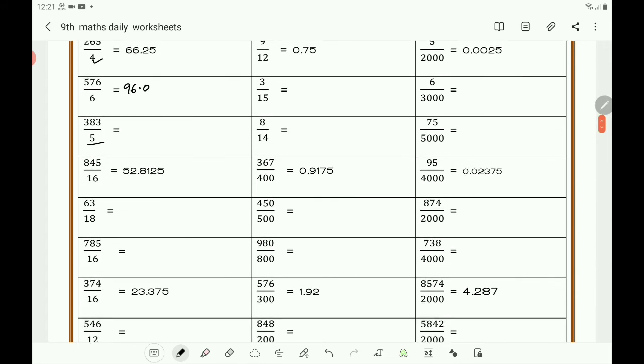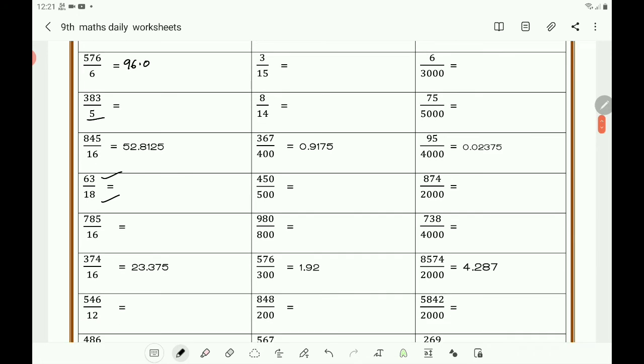Then similarly you take this one, 383 by 5. Here also divide and write. 845 divided by 16. Here you must know the table of 16 to divide it. So divide this 845 by 16 and write the decimal. Then 63 by 18. Divide 63 by 18. Before that here you can cancel. Know that 9 2s are 18, 9 7s are 63. Then you can divide 7 by 2.